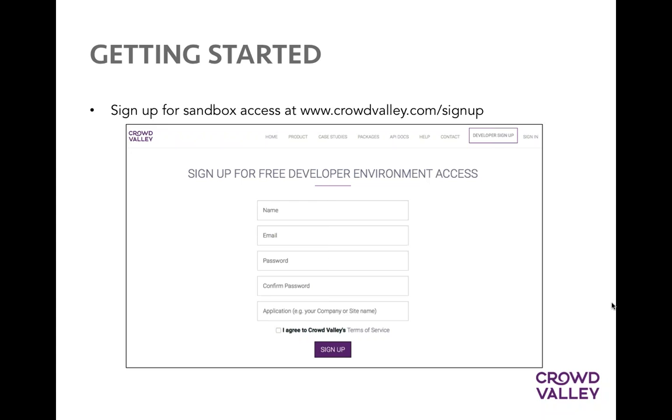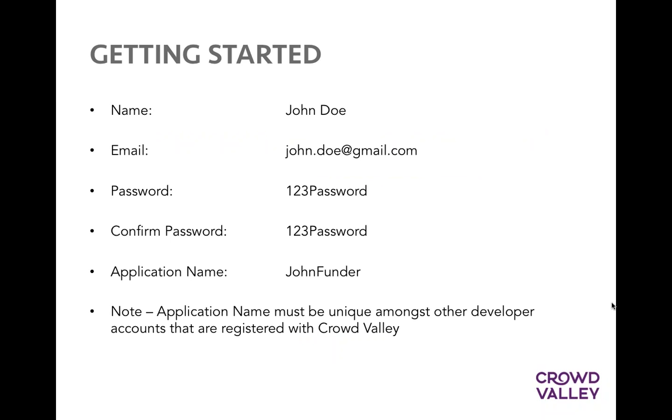The first thing that you'd want to do as a developer is go to our website and go to the box at the top that says developer sign up, and you'll get to this link, crowdvalley.com/signup. You'll see this page which says sign up for free developer environment access, and you would enter your details there. As an example, you would enter your name as John Doe, and then your email, password, confirm the password, and then enter an application name.